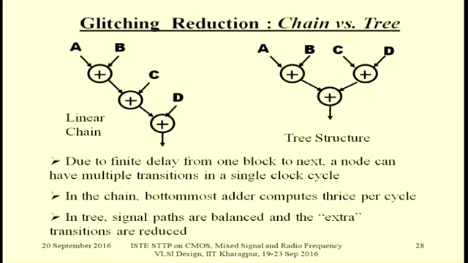So in the tree, signal paths are balanced and the extra transitions are got rid of. We can get rid of this. So that's how mostly we shall see that the tree structure is much preferable compared to the linear chain, although they involve the same amount of hardware.